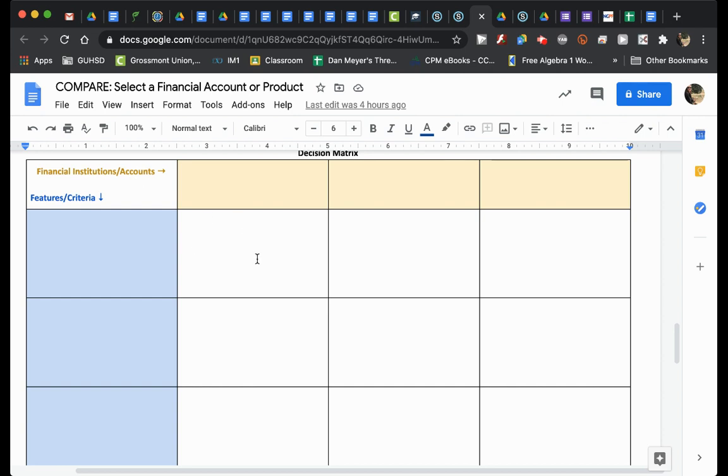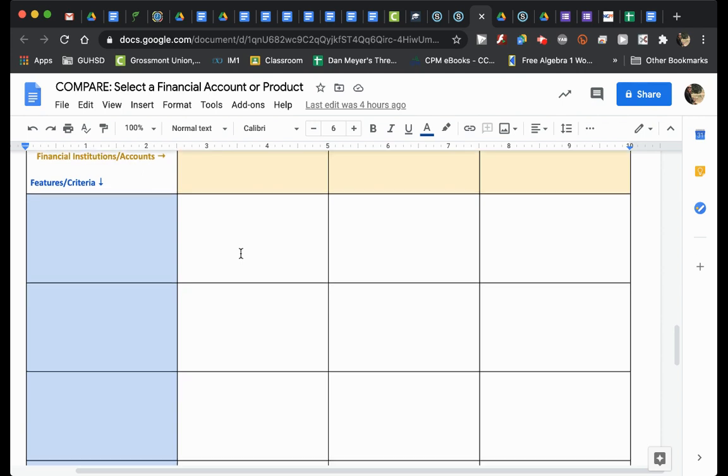And when you're researching that bank, you're going to write down how it meets or does not meet that criteria. So for example, if you have something like FDIC insured up to X amount, you're going to write FDIC insured up to X amount under that white box where that bank is. So you're just going to write straight across, and this is going to allow you to compare side by side what the features are of these banks.